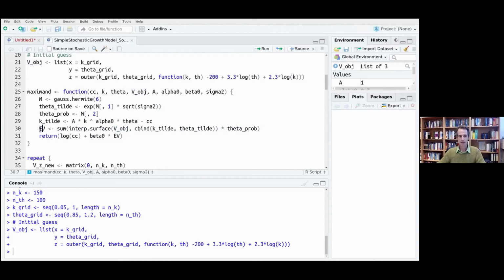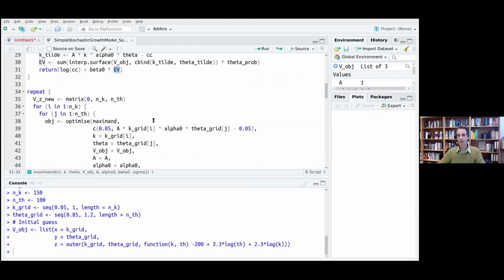Right, then we get this single number here, the expected value of the continuation value. What the maximum returns, that's the function that computes what's inside the square brackets, is the current utility, which is easy, just the log of consumption, plus the discounted expected continuation value. And the really difficult thing is normally to compute the expected value for the next period. Okay, so that's the maximum.